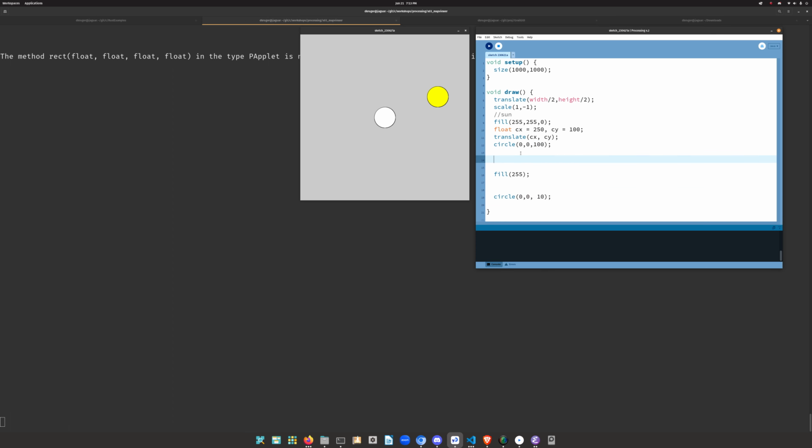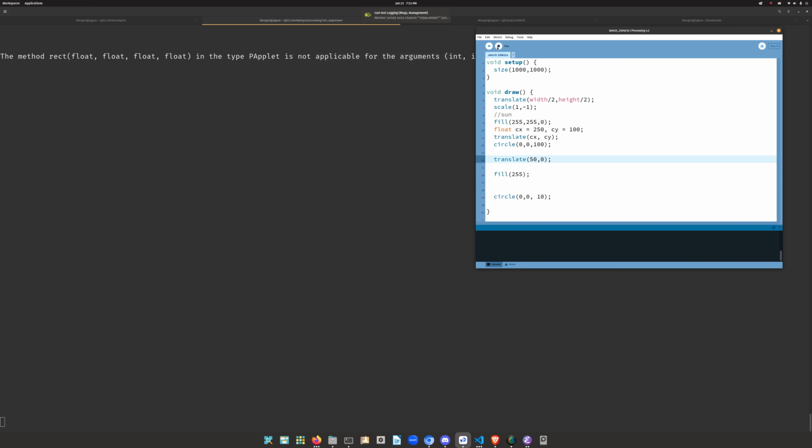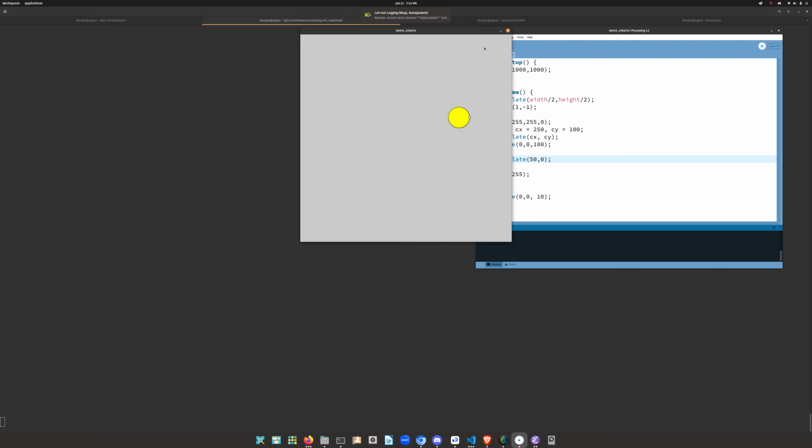All right, so I'm just going to first translate by 50, 0. So if I'm drawing the sun right here, if 0, 0 is the center of this thing, and if I go by 50, 0, Earth should be drawn right there. So let's see what happens. Yeah, and there it is, right? Little teeny planet right at the surface of the sun.